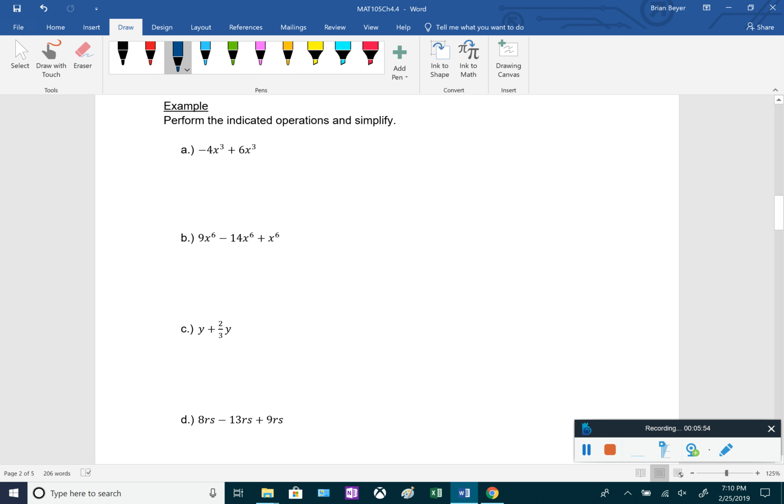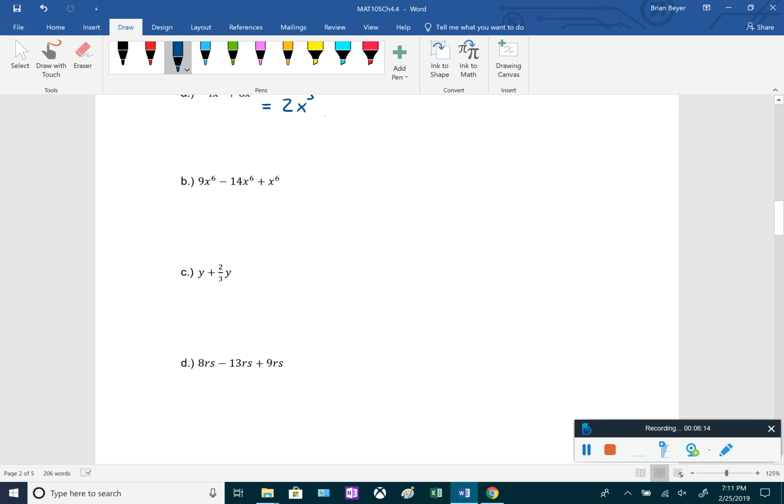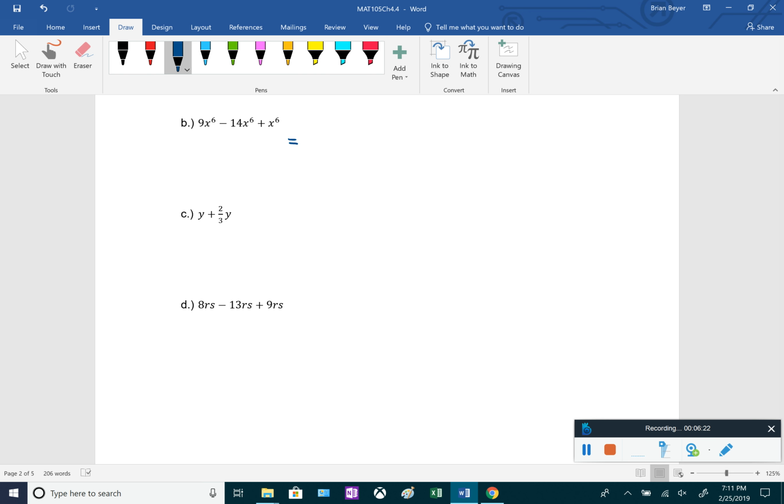So let's perform the indicated operation and simplify. So the first one, we have negative 4x cubed plus 6x cubed. So we have to make sure they have like terms, which they do. They're both x cubed. Negative 4 plus 6 is positive 2. So this is 2x cubed. So pretty simple, hopefully. Next one, we have 9x to the 6 minus 14x to the 6 plus x to the 6th. So they all are x to the 6th terms. So we have to do 9 minus 14, which is negative 5, plus 1, which is negative 4. So that's negative 4x to the 6th.